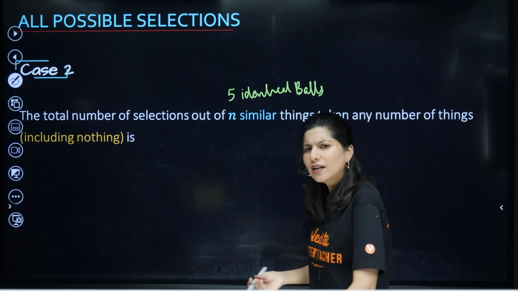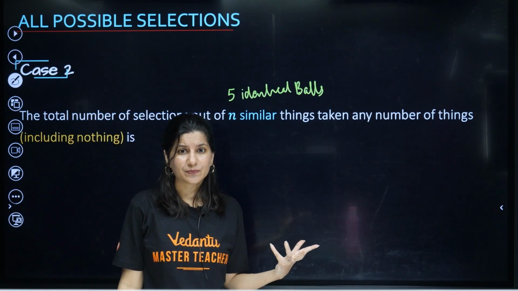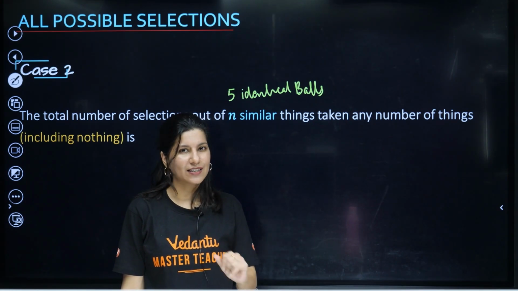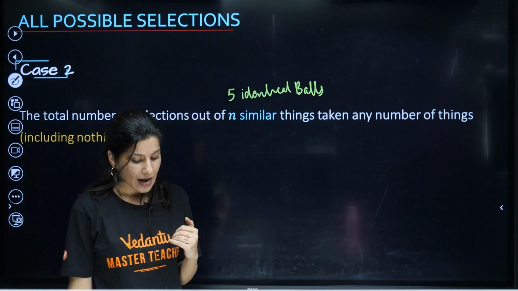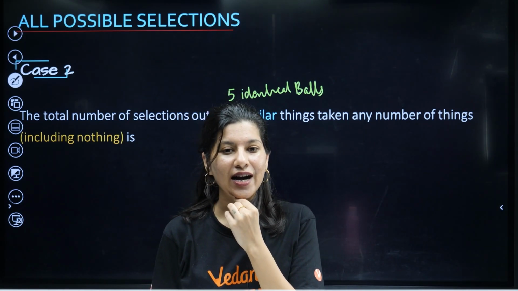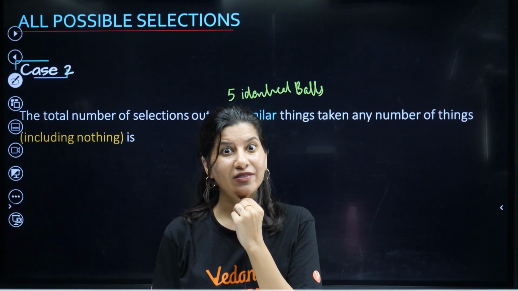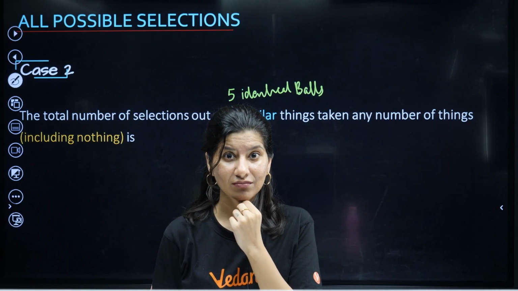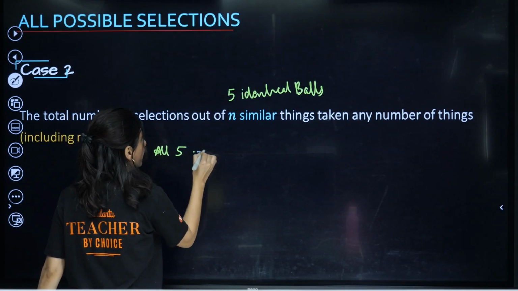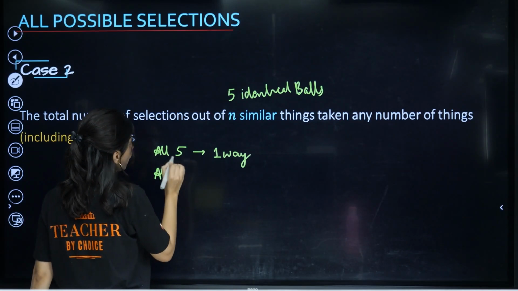What does that mean? Taken any number of things. That means suppose you are having 5 identical balls, and I'm coming to you and I'm thinking, okay, I want something. Maybe all 5 balls. All 5 is one way of taking all 5 balls. Now I don't want all 5. I think you keep 1, I'll keep 4.